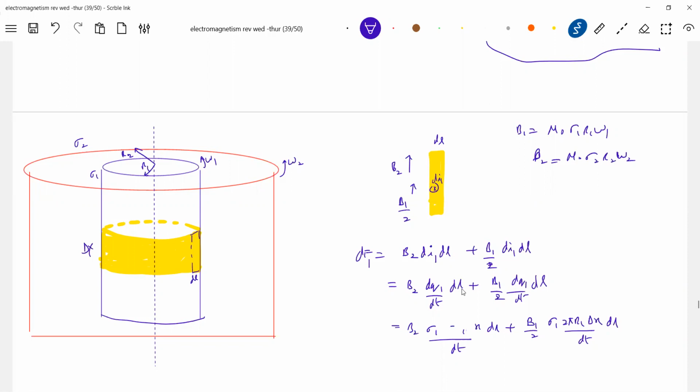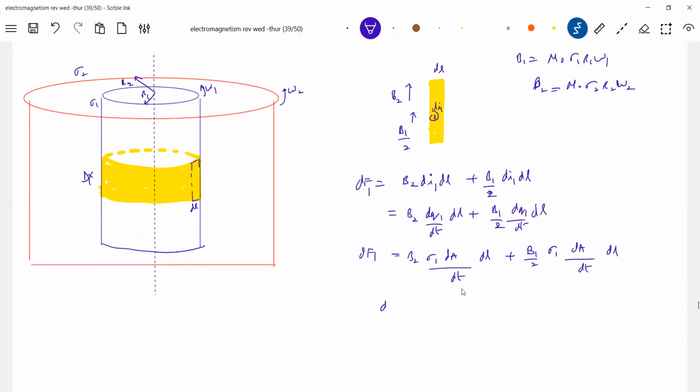Or this is not needed. Let me write dA only. It is sigma 1 into dA. Okay, I think we are near to the answer. dF1 by dA is B2 sigma 1 dL by dt plus B1 by 2 sigma 1 dL by dt. What shall I write for dL by dt? It should be the tangential velocity.